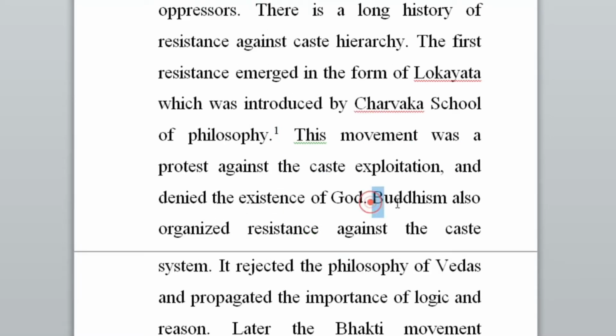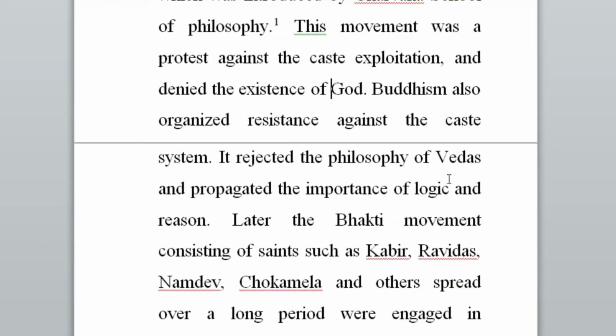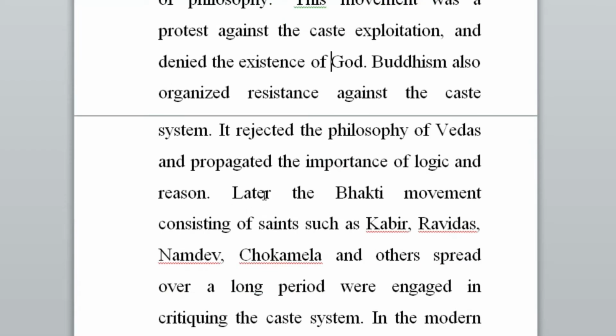So how it was known as Lokayata, then the reference of Charvak is there, the reference of Buddhism is there. These are ancient things. Also organized resistance against the caste system. It rejected the philosophy of Vedas and propagated the importance of logic. Now the reference of Veda is there. So you can see these are the things I'm trying to explain to you. When you start writing, try to give its historical perspective.